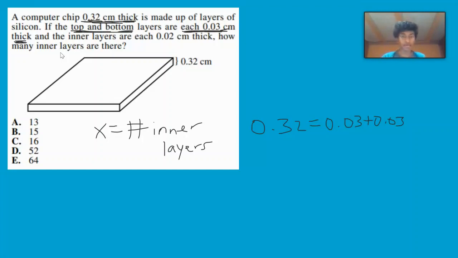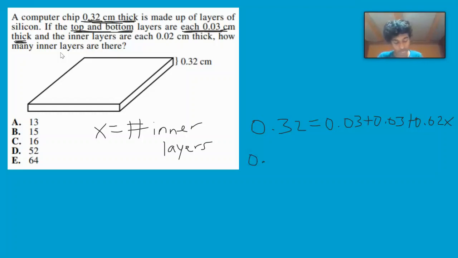So how many inner layers are there? Well, there's x inner layers, and each inner layer is 0.02 centimeters thick. So we can just add 0.02x to this, right? Because we have the total thickness on the left-hand side. On the right-hand side, we have the different thicknesses of all the layers, which will add to that total 0.32. So now we just solve for x.